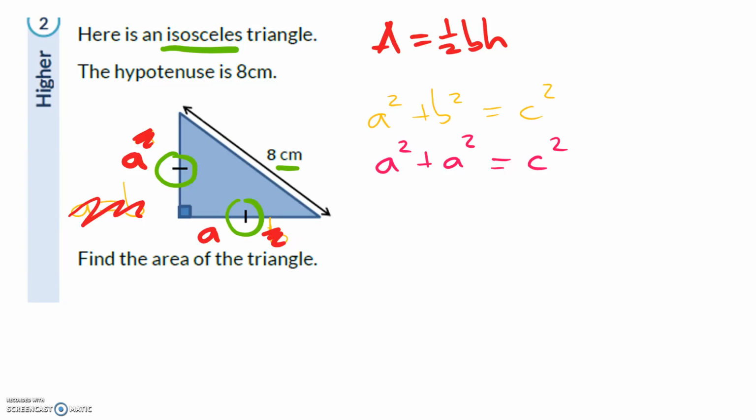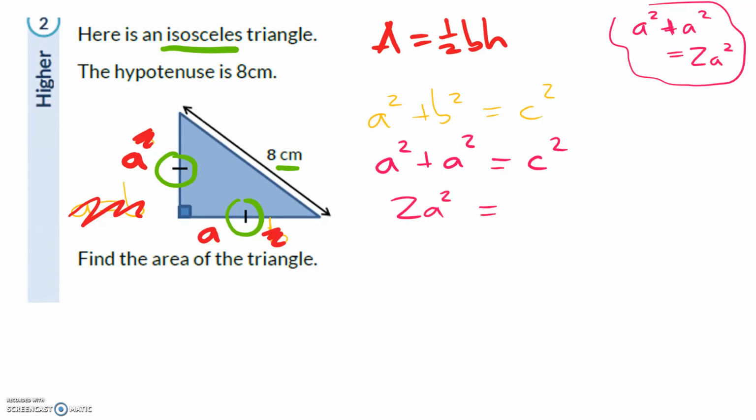a squared plus a squared. What am I going to do there? Is that a to the power of 4? No. Is that 2a? No. We've got 2 lots of a squared. That just gives me 2a squared. I've got 1a squared, I've got another a squared, that's 2a squared.